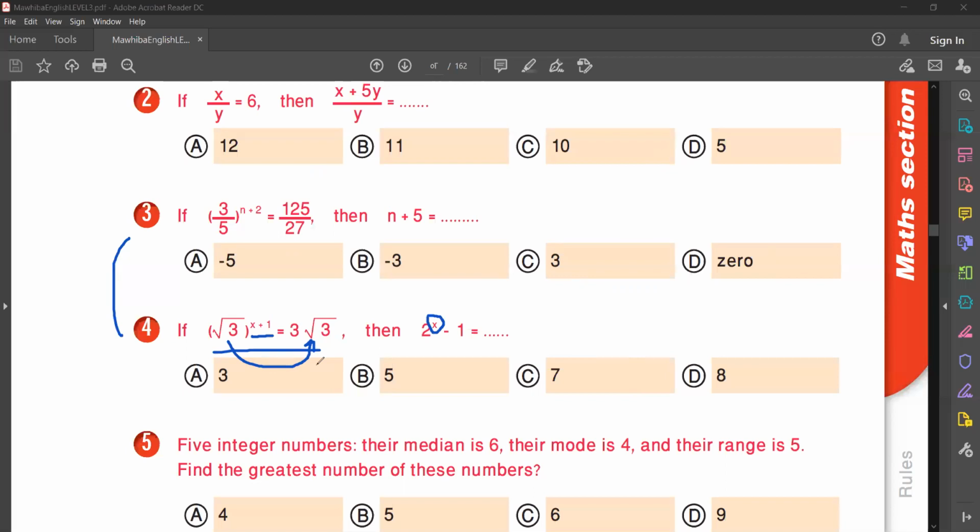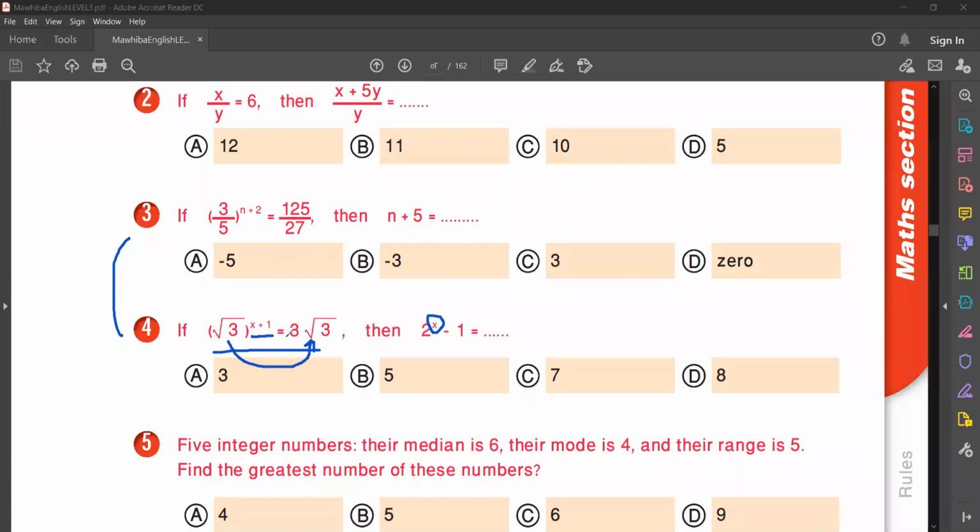How do I write this in the same base? Okay, can you tell me? Or can you help me? Okay, if you can't, yes, I help you.